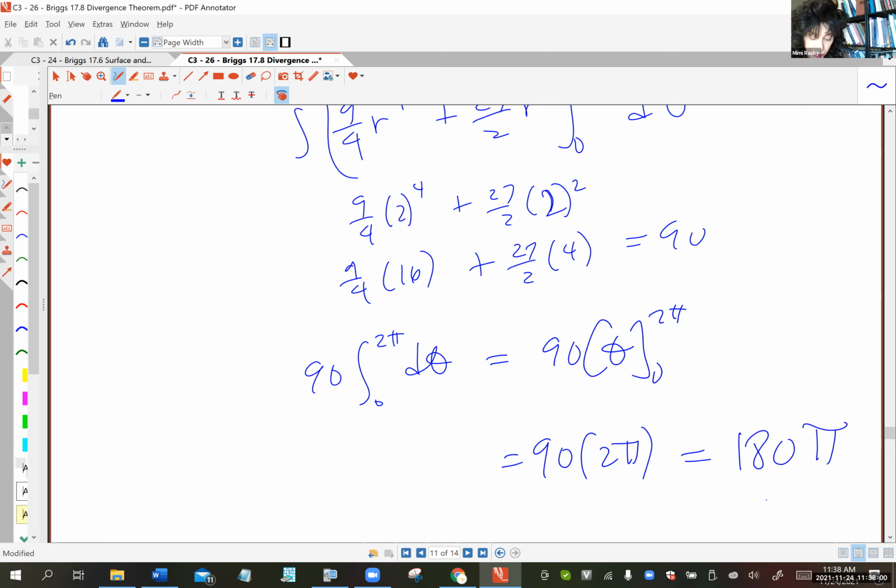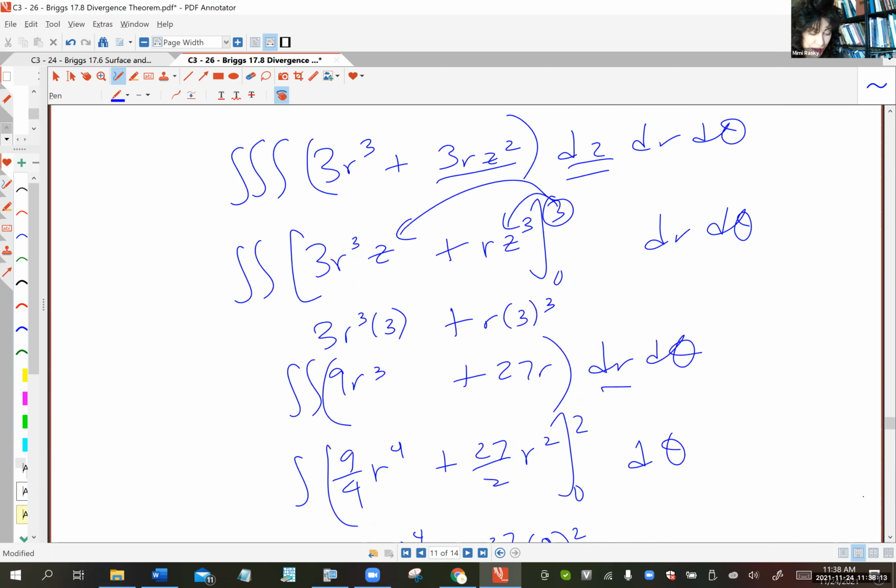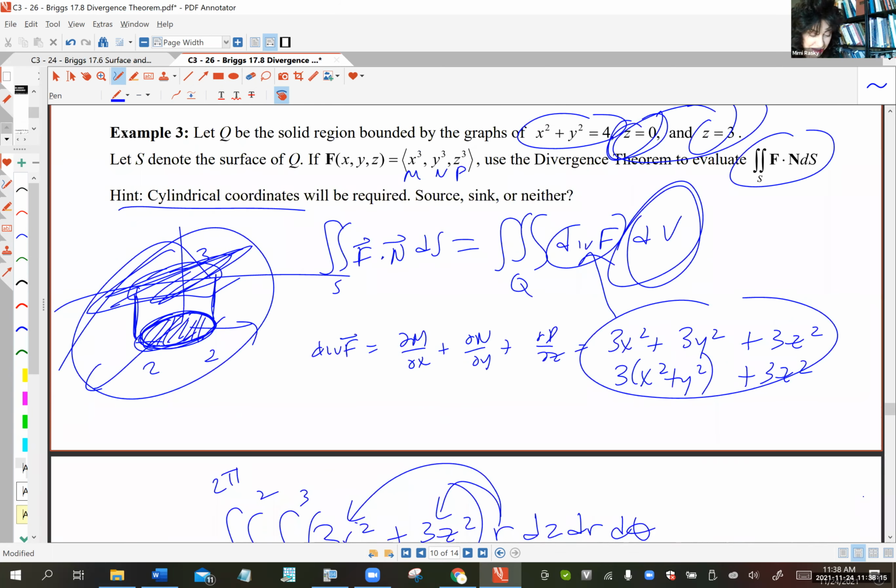And this is a positive number, so that means we have a source. So the leprechaun is sitting inside the cylinder, blowing out water. More water going out than coming back in.